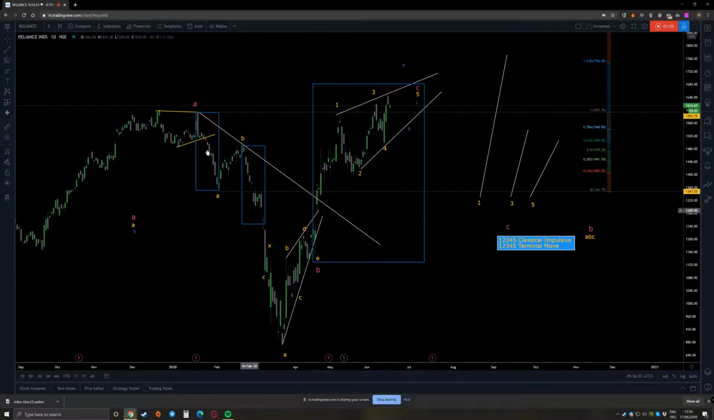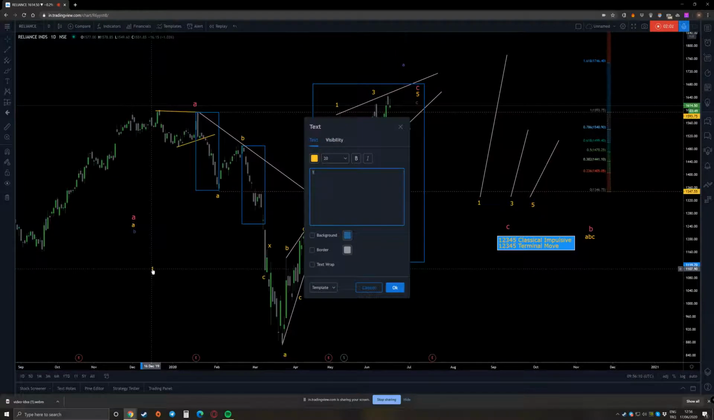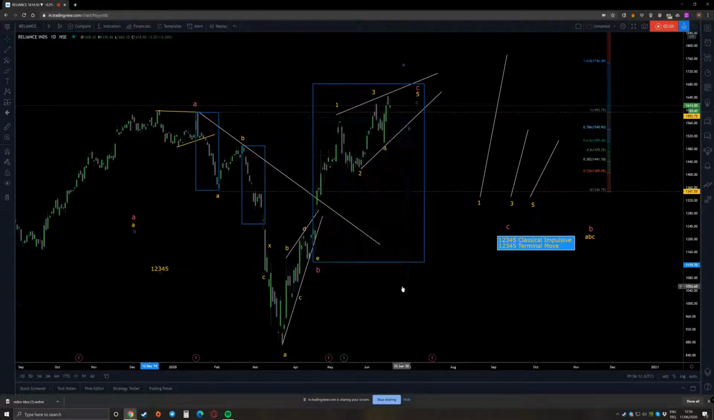So, if I'm going from A to B in red, on this degree, the yellow, it is pointless for me to try and do this 1, 2, 3, 4, 5 here. I don't even try it because it's not possible, because if you're in a wave B, you cannot have an impulsive move. Okay, so what can it be? Well, what it looks like here is we have a wave A for our first leg lower, and we have a wave B.